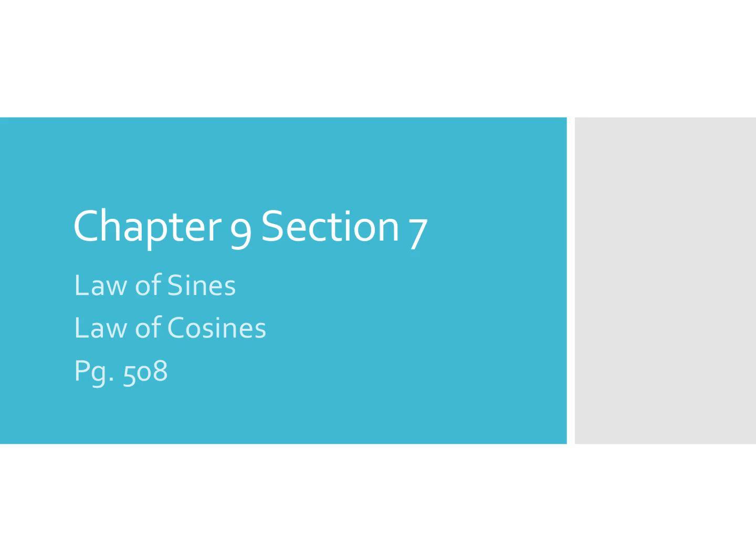We are at chapter 9, section 7, Law of Sines and Cosines. Just please be aware, those three trig ratios that we covered in the last few lessons are only for right triangles. You are using law of sines and law of cosines for triangles that are not right triangles, so any other triangle.